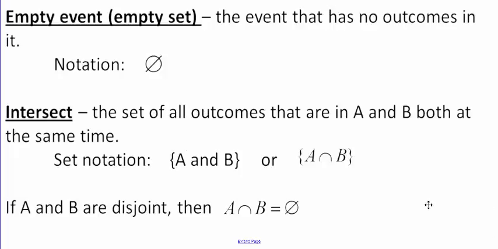And then if A and B are disjoint, remember that means they have nothing in common. There's nothing in A that is also in B, and nothing in B that's also in A. They have nothing in common. So A and B would be the empty set. That means there's nothing in the joint A and B group. So just some notation there.